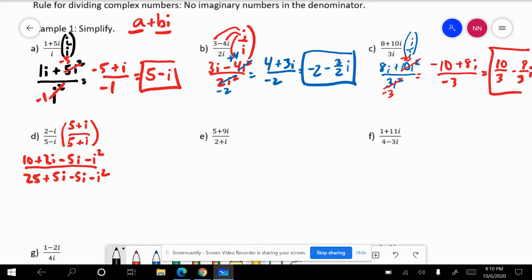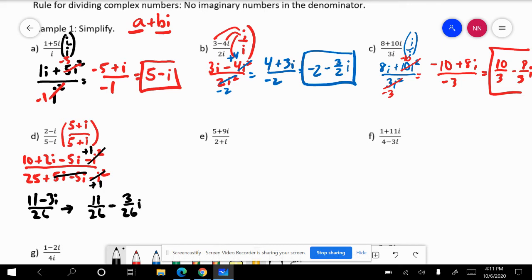Now, looking at this, there are two things we should notice. One is that the i squareds are -1, so that becomes a +1, and this also becomes a +1. The second thing is that the i's cancel in the denominator. And that's why we do it, because when you multiply by the conjugate, the middle terms always cancel. So now we're left with a real number in the denominator: 26. In the numerator, we have 10 plus 1, which is 11, and 2i minus 5i, which is -3i. I'm going to write it in standard form: 11 over 26 minus 3 over 26i.